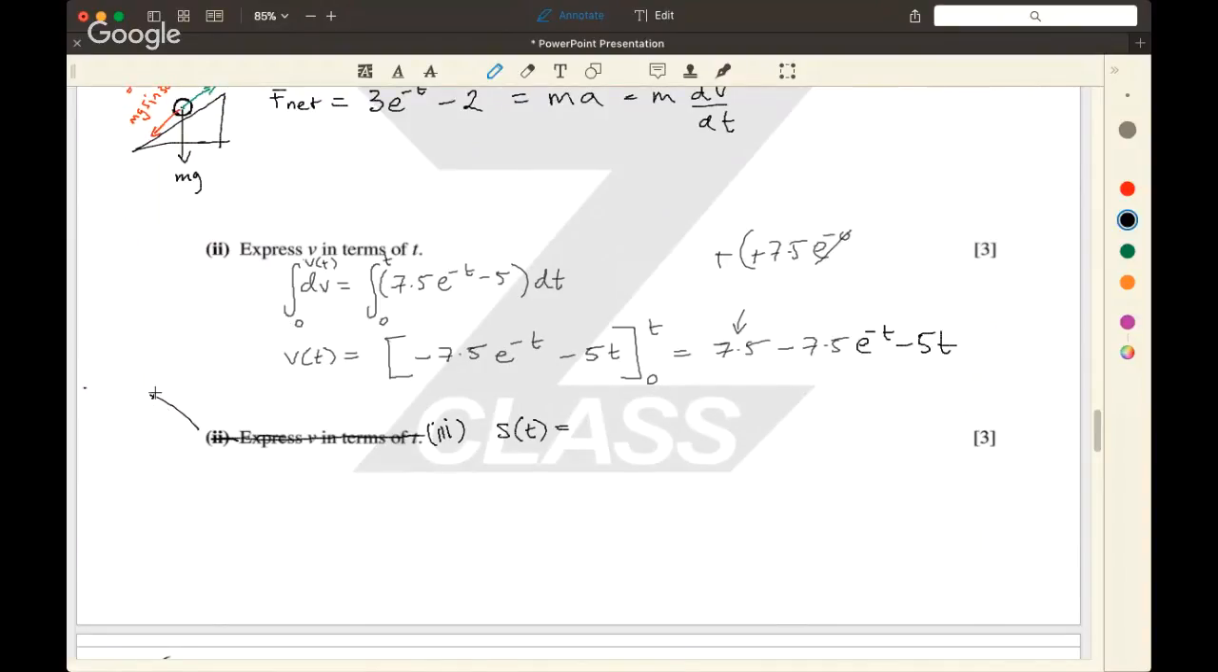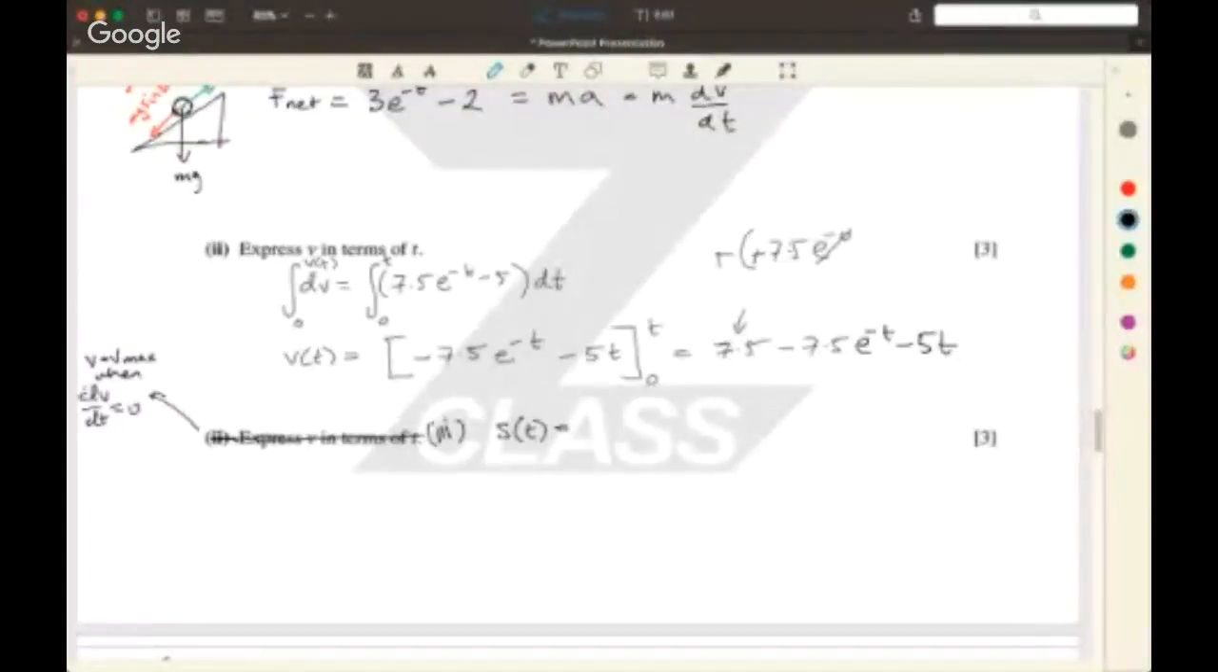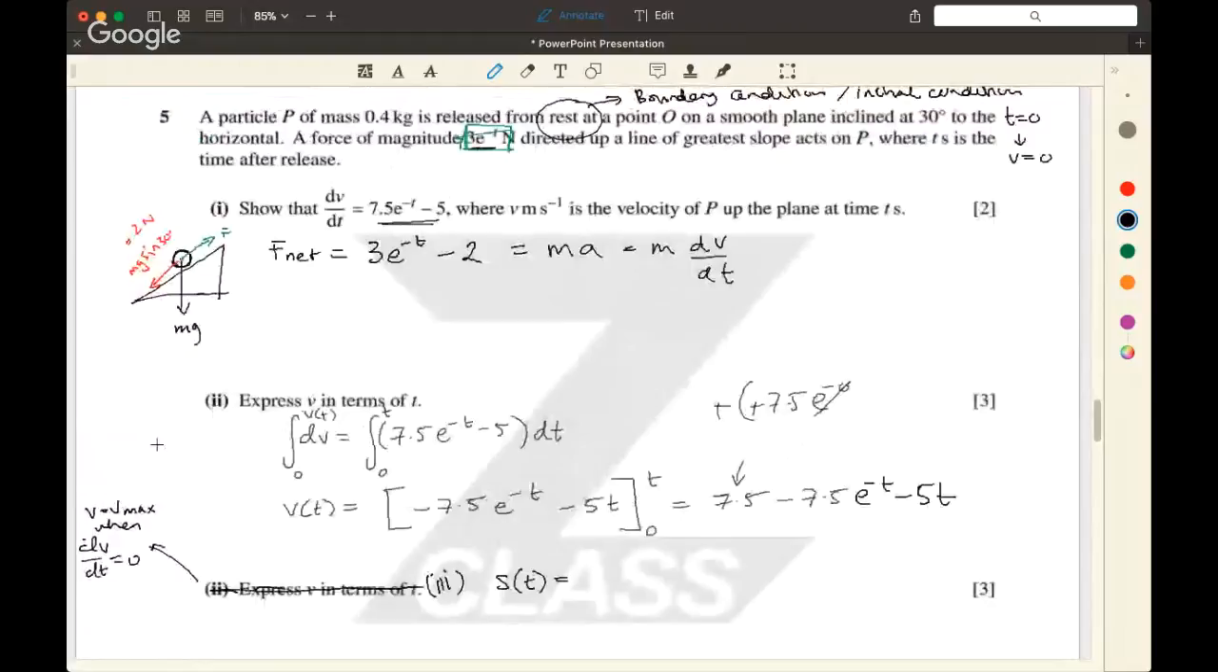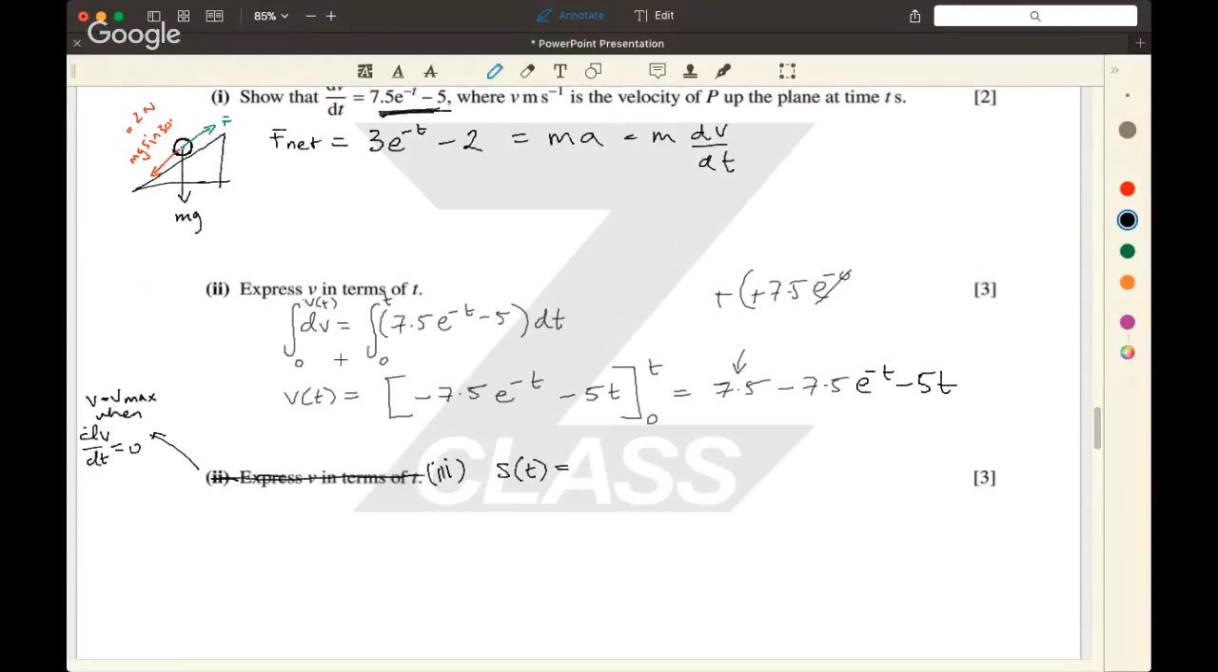So v equals v max when dv/dt is equal to 0. That was just the original thing we were given, right? The acceleration. And this is the standard thing about maxima and minima of a function: it's when the first derivative is 0. So dv/dt, that's this business here, is equal to 0. So you'll have 7.5 e to the minus t is equal to 5. So e to the minus t is equal to 5 over 7.5, which I think is 2/3.